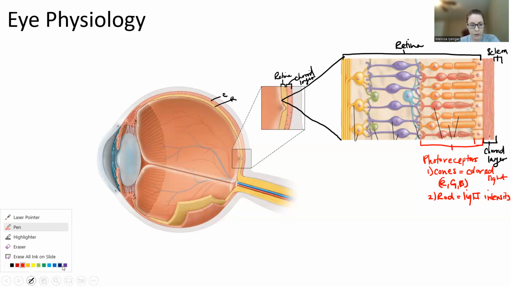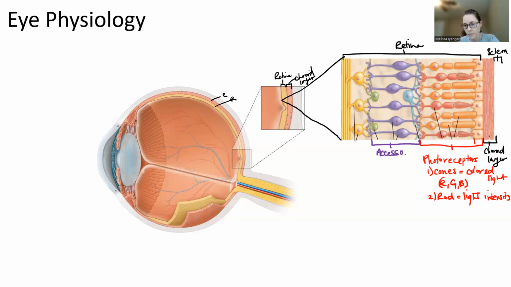Then the next layer, let's make it a more purple layer here. These are the accessory cells. The accessory cells are basically neurons that are going to transmit an action potential towards the cranial nerve. So what we're going to see here is that this next layer is going to be the neurons of the cranial nerve. So remember, that's cranial nerve number 2, the optic nerve, okay?